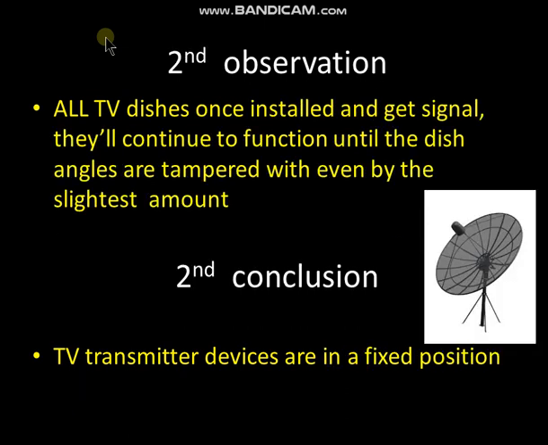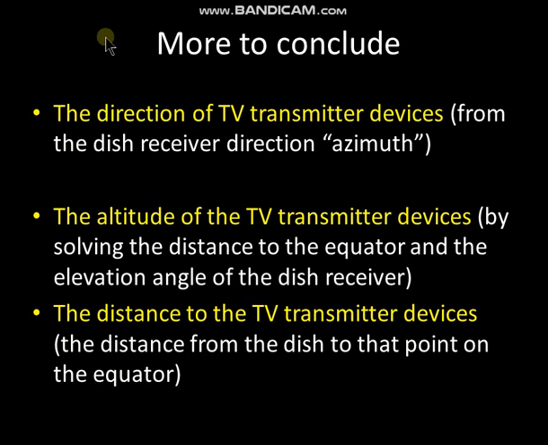Second observation: all TV dishes, once installed and getting signal, will continue to function until the dish angles are tampered with, even by the slightest amount. So the conclusion from that is that TV transmitter devices are in a fixed position. And notice I'm saying devices, I'm not saying satellite, I'm not presupposing anything. So we have two observations and two conclusions, and from those we can conclude more.